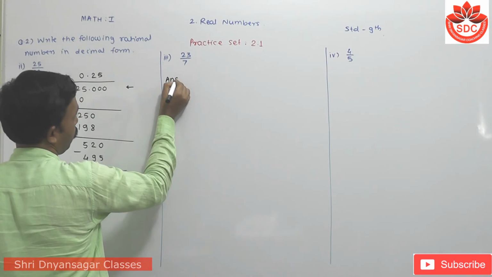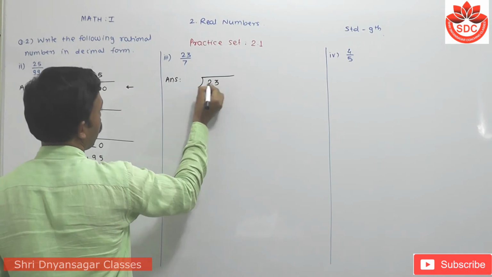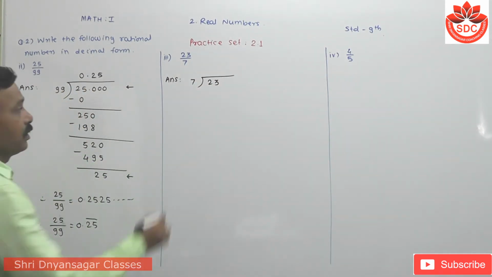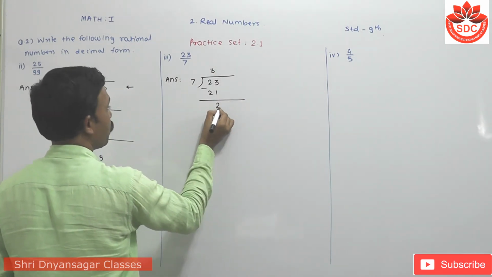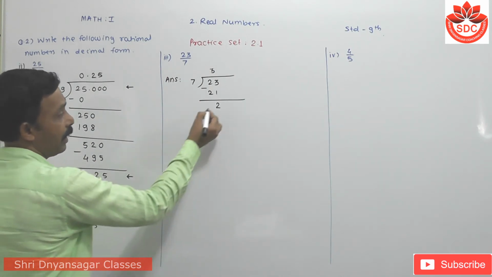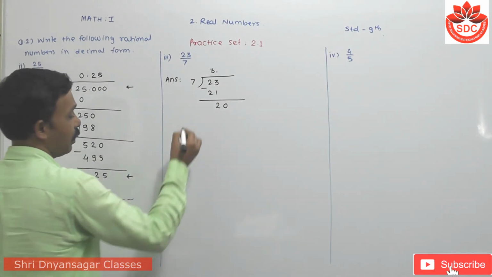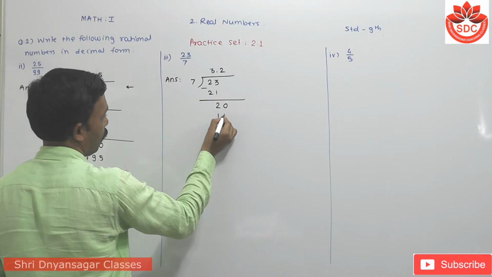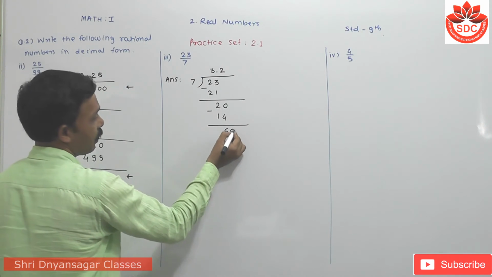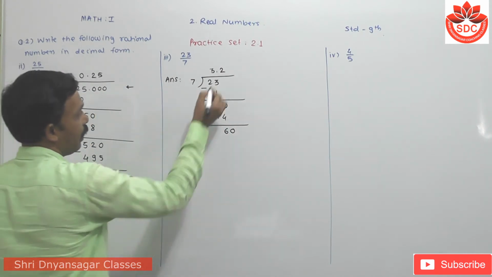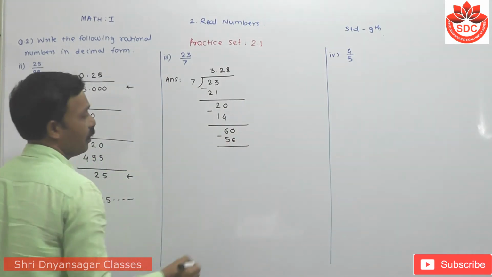Therefore, its answer is: here we have to divide 23 by 7. 7 into 3, 7 threes are 21. When we subtract it, it becomes 2. We cannot divide, so take a 0. So here is also the decimal point. 7 twos are 14. How much carry? Here is 6. Then it becomes 60. 7 eights are how much? 56. When we subtract, it becomes 4.